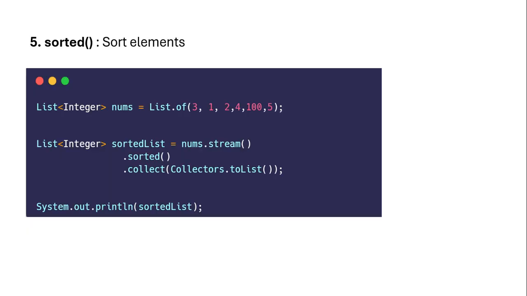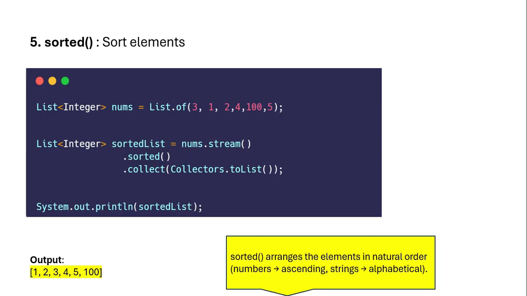So next is sorted. It is going to sort the elements in ascending order by default. Sorted arranges the elements in the natural order: the numbers are in ascending order and the strings are in alphabetical order. Here we have the numbers and we apply the sorted method, and after sorting we can collect those elements in a list. If you want a descending order, you can mention an argument in the sorted, like a comparator or reverse order. It's going to give the sorting in the reverse order, that is, in descending order.